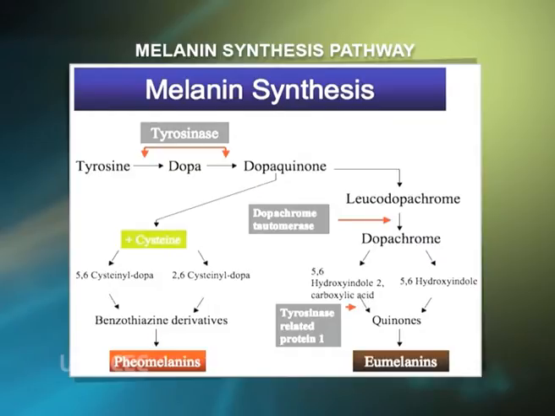Similarly, dopaquinone combines with cysteine to form 2,6-cysteinyl DOPA, which gives rise to a benzothiazine intermediate, and finally to pheomelanin.